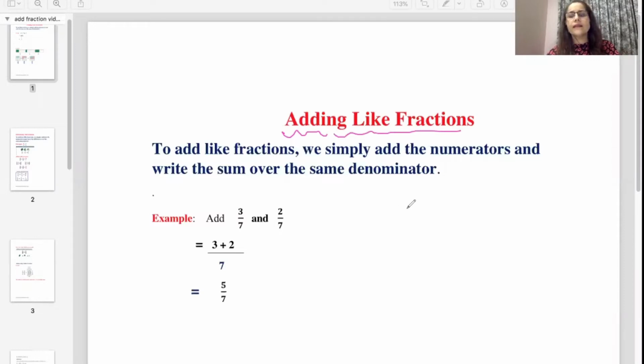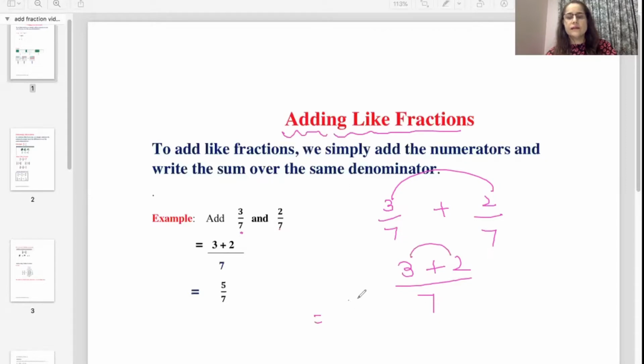We simply add the numerators and write the sum over the same denominator. So we are taking an example, 3 by 7 and 2 by 7. Very simple. What we need to do? We need to add both the numerators and we will write the denominator as it is. So 7 is the denominator. We will write 7 as it is, only once. So now what will be the answer? 5 by 7.